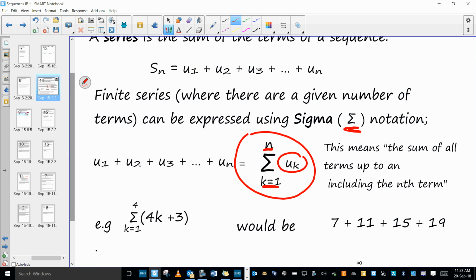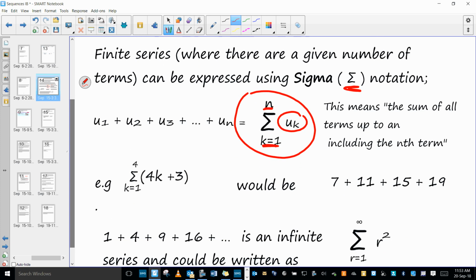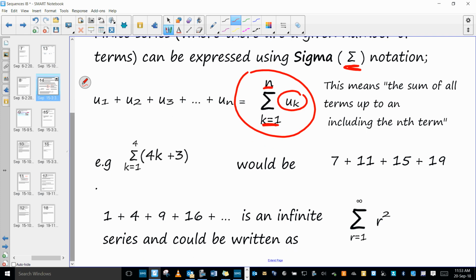So here, this is more of an understandable example. Here's my rule, 4k plus 3. And they're telling you to start when k is 1 and finish when k is 4, and this tells us to add them up.